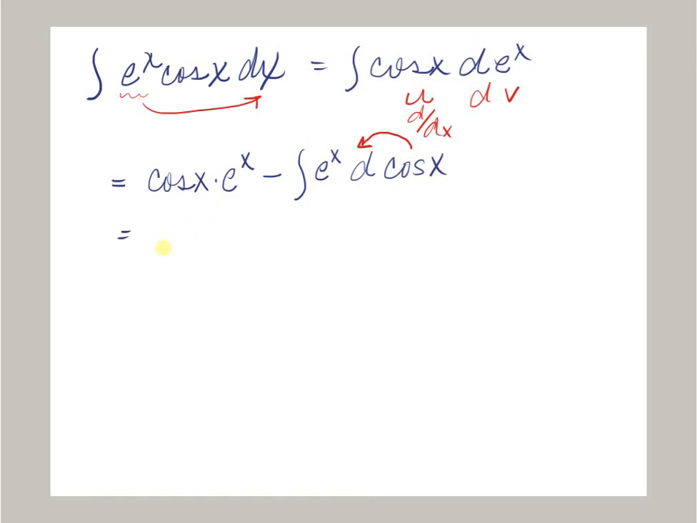I'm going to rewrite this because we're used to seeing it: e to the x cosine x minus e to the x times, well, the derivative of cosine is sine. Actually, it's negative sine, so let's change our sign there. It's a lot of signing. All right, with respect to x. Now, this is not any simpler or any more complex than what we started out with. In fact, it's just as fussy as what we started with.